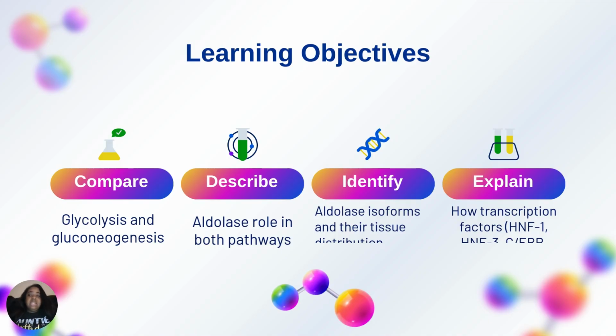By the end of today's lesson, we will be able to compare glycolysis and gluconeogenesis and describe Aldolase's role in both pathways. We will then describe how Aldolase isoforms and their tissues are distributed. Lastly, we will explain how transcription factors such as HNF1, HNF3, CEBP, and DBP regulate Aldolase B.